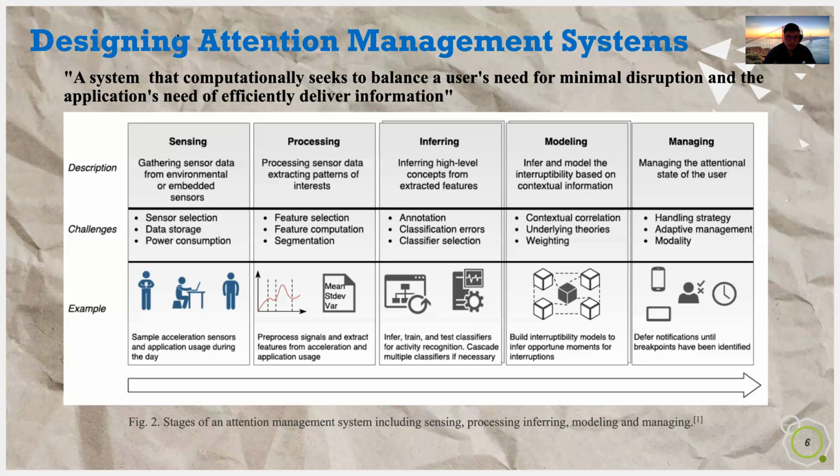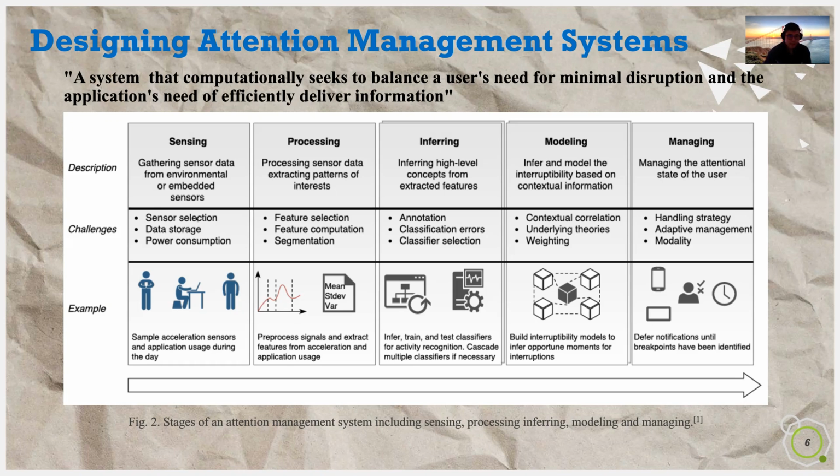And then here we continue on designing a successful attention management system. Here we give a definition of an attention management system as a system that computationally seeks to balance a user's need for minimal disruption and the application's need to efficiently deliver information. As we talked about, interruption is very time-consuming. However, research found that if we don't deliver notifications at all, the user may experience even more stress from being interrupted constantly. So the key point here is we need to design the attention management system so that it does not interrupt the user too often.